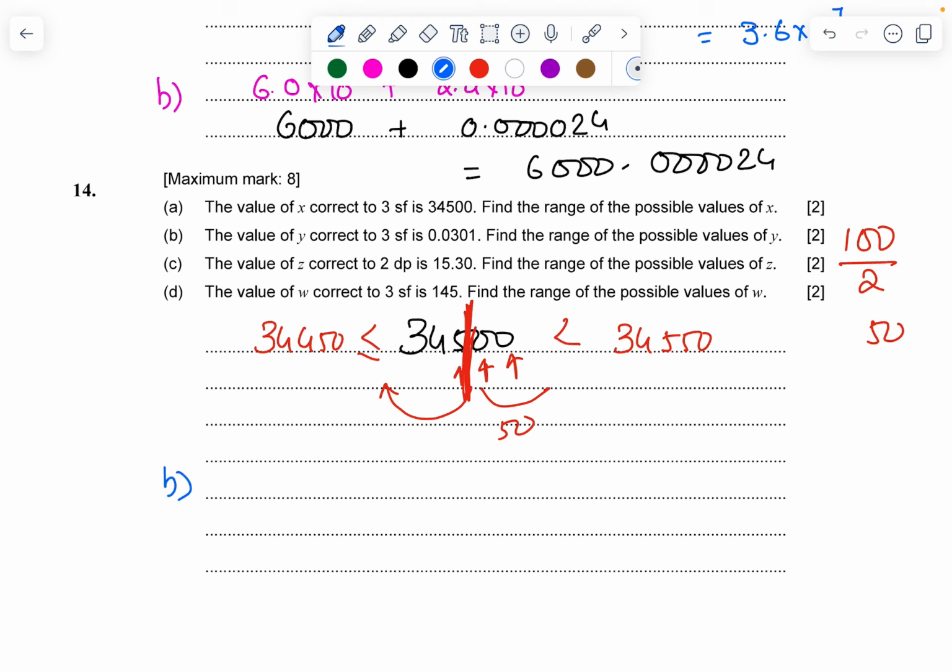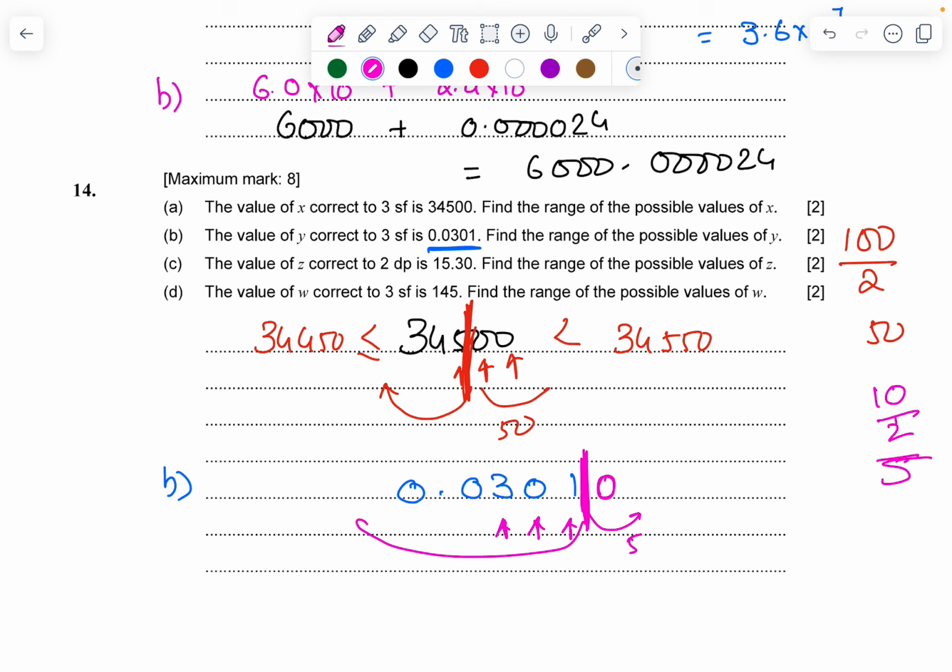Now for part B, three significant figures for 0.0301. So what is that? Three significant figures, 1, 2, 3. So the approximation is done over here. If at all I add 0 over here, it becomes 10. So 10 divided by 2, so it is 5. So add 5 to this and subtract 5 from this. When I added 5, it becomes 0.03015, and subtracted 5, 0.03005. Less than or equals to, or less than.